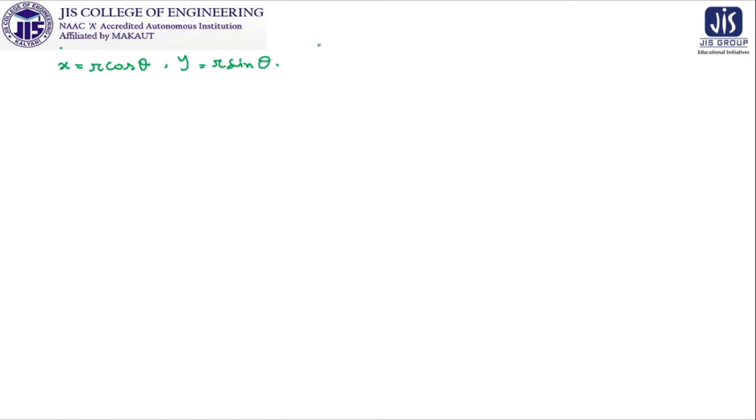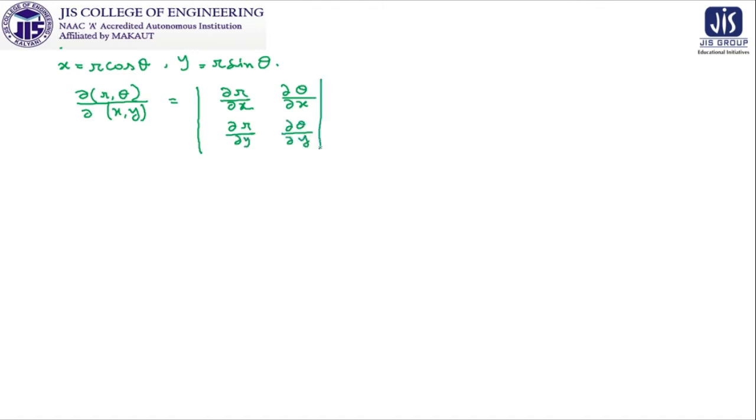Now look at this. Our job is to find del of r theta by del of xy. So we know that from the formula, del of r theta by del of xy will be the determinant of del r del x, del theta del x, del r del y, del theta del y. We need these four quantities to substitute the values over here to get the value of the Jacobian.